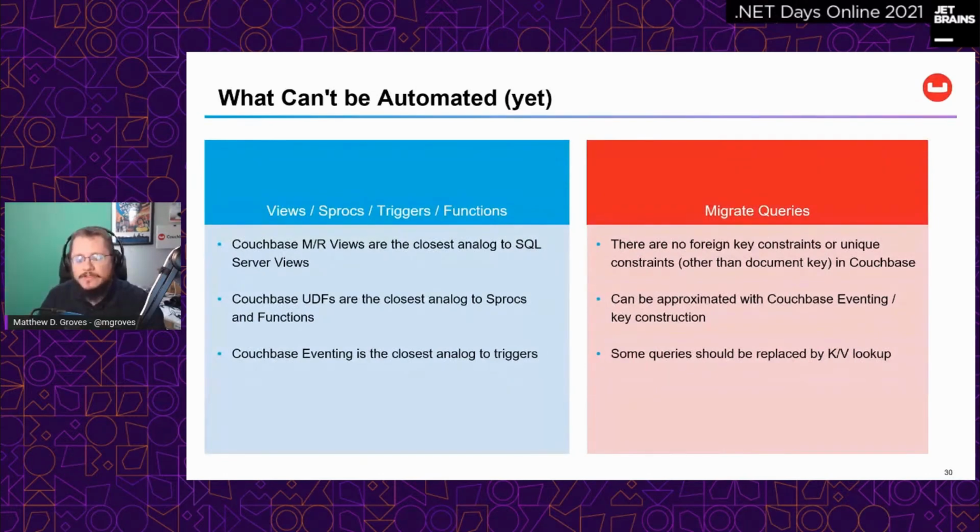Those are kind of on their way out, MapReduce views, because of some of the performance implications, scaling implications, and just the limitations in what you can actually do with the MapReduce functions. Couchbase has something called UDFs, user-defined functions. That's a direct analog to a SQL Server user-defined function. You can also use that if you have a read-only select stored procedure. That would be a good substitute for that.